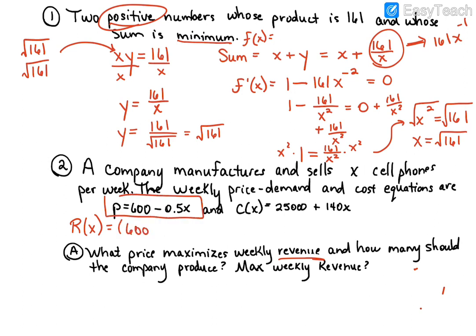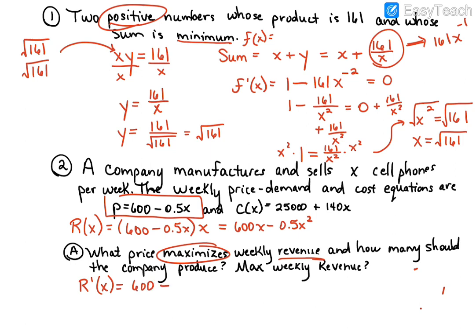So we have to take the price, and we have to multiply by the number that we sell, which they told us to use x. So I'm going to go ahead and distribute that. So that becomes a 600x minus a 0.5 times x squared. So because we're being asked to maximize, that tells us we need to take a derivative of that. So under part A, I'm going to derive my revenue function. So the derivative of 600x would just be 600.